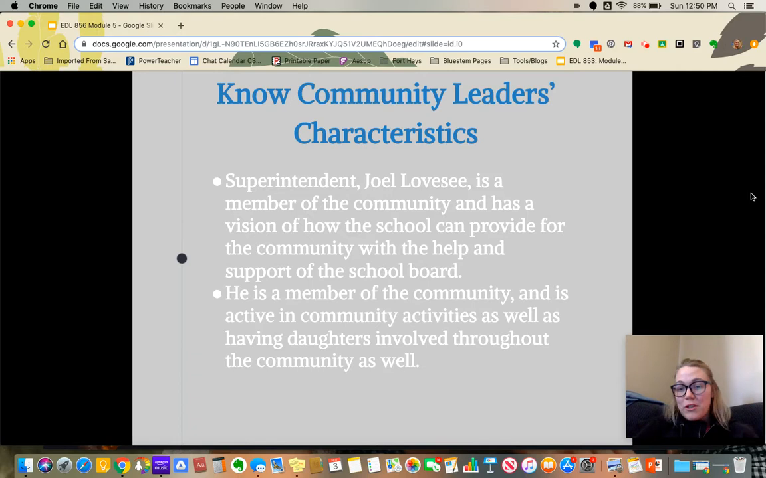He is a member of our community. He lives right across the street from our school. He has 3 daughters who are involved throughout the community. He does a very good job of being a visible person for our district and showing that vision and voicing those concerns and opinions of our community.